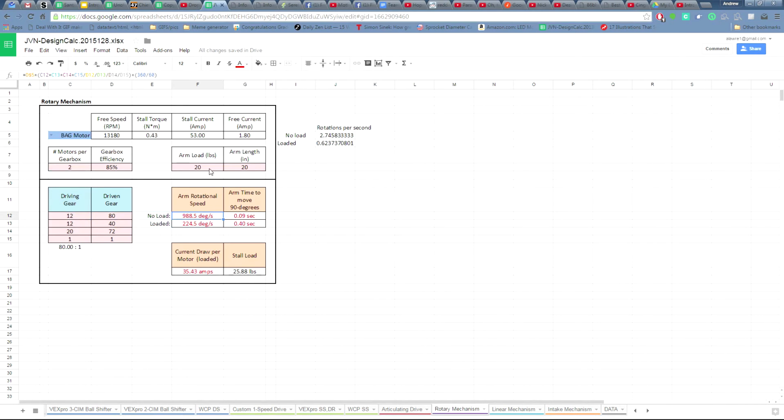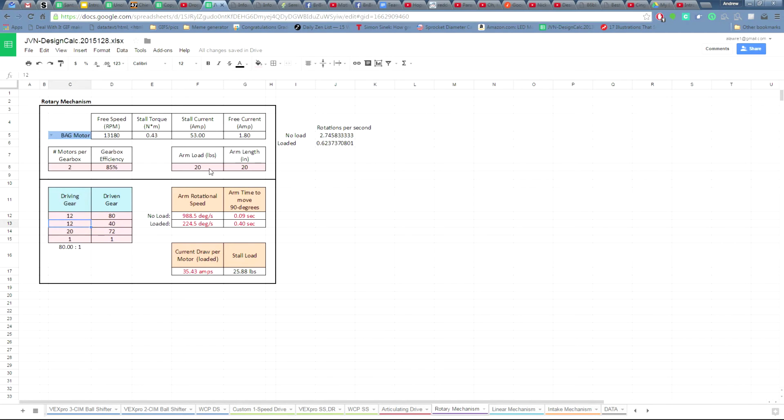What it's going to tell me is my rotational speed. The loaded speed is essentially when I'm putting that 20 pounds of force on, that's how fast it's going. No load is just by itself. As you can see, this is going pretty slow. Or sorry, it's going pretty fast. I have two bag motors. They're drawing quite a bit of current per motor, 35.43, a lot more than I'd want in an arm. And the stall load's at 25 pounds, so really it's pushing it right there.